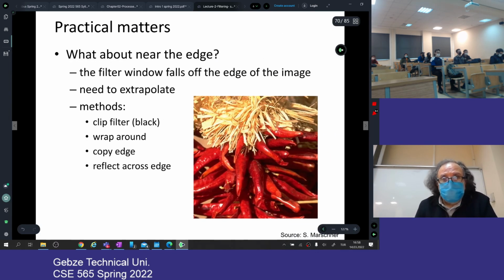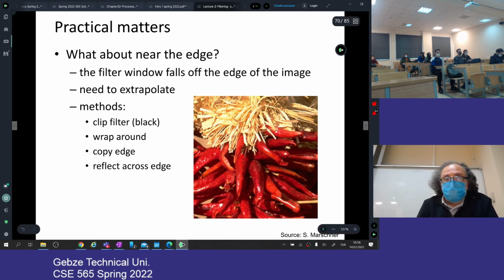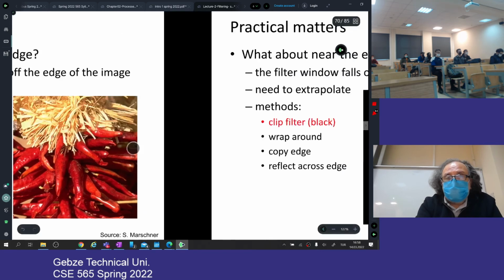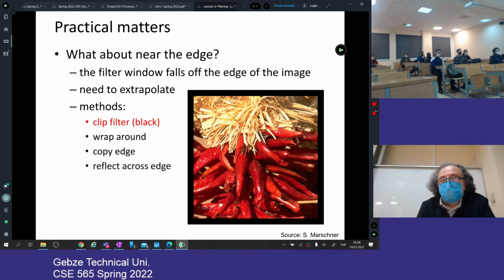Okay. So let's look at this problem of what happens around the borders. One thing that we did was the clip around the border. So put zeros around it. Don't make your image smaller. Just put zeros around your image where your filter is not working right. That's one thing. Clip filter.